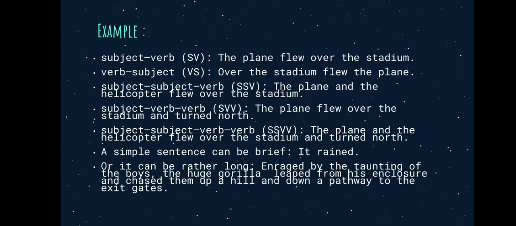Next, a simple sentence can be brief. It rained. Or it can be rather long. Enraged by the taunting of the boys, the huge gorilla leaped from his enclosure and chased up a hill and down a pathway to the exit gates.